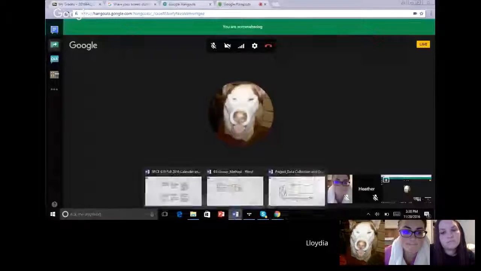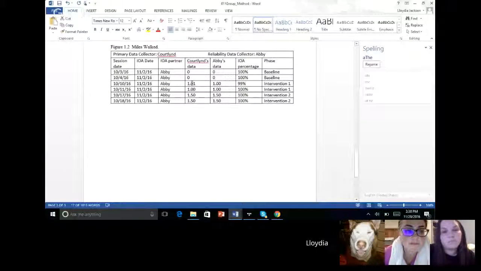Let me share my screen. Okay, so here's an example of our IOA collection data, and I'm using Cortland and Abby's. As you can note here, the date that all of this was determined was November 2nd. At least that's when Abby went and looked at Cortland's data. Cortland reported that she didn't do any physical activity during the baseline phase, which is completely fine, because there really wasn't a requirement to do any.